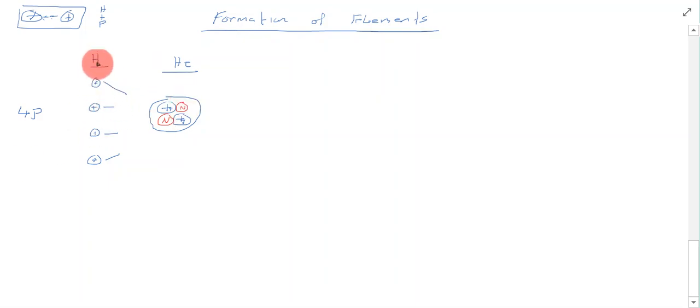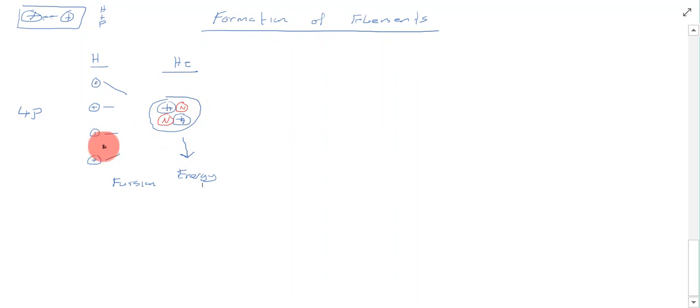And this process, where these hydrogens are forced together, the nuclei are forced together, and they stick together like this and give off helium, is known as fusion. This fusion process gives off a huge amount of energy. Now what you'll notice as well is we started off with 4 protons, and we ended up with 2 protons and 2 neutrons.